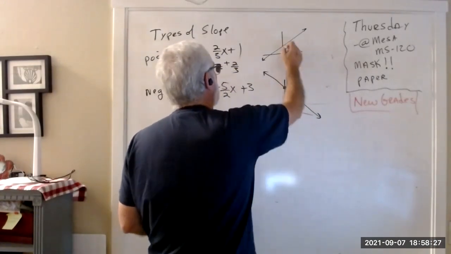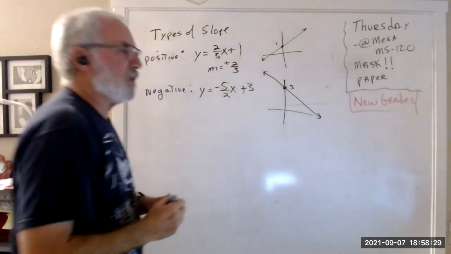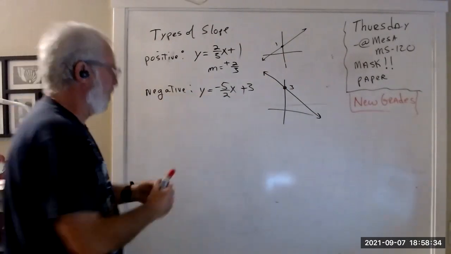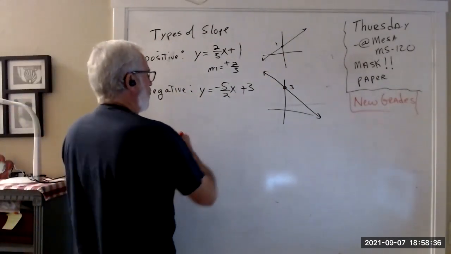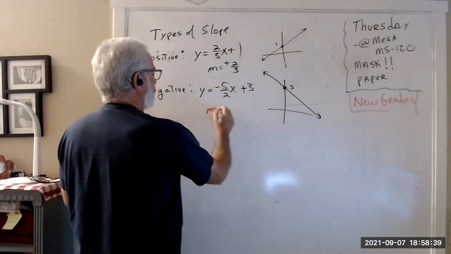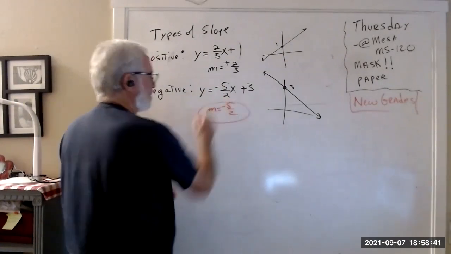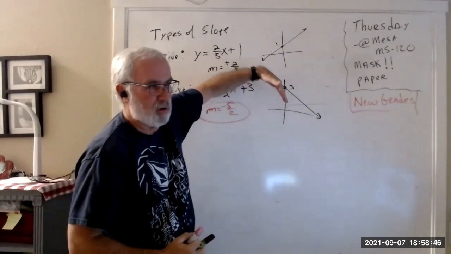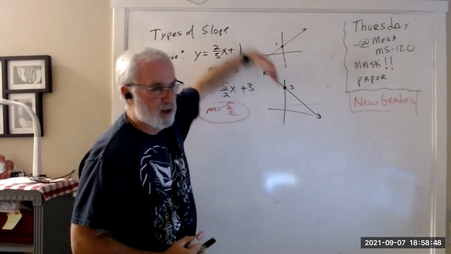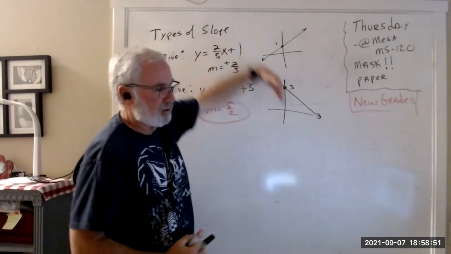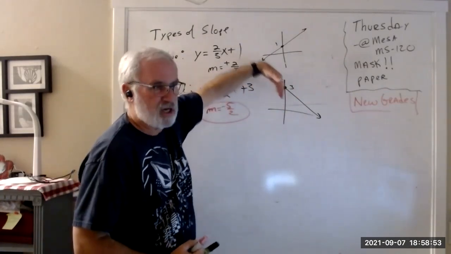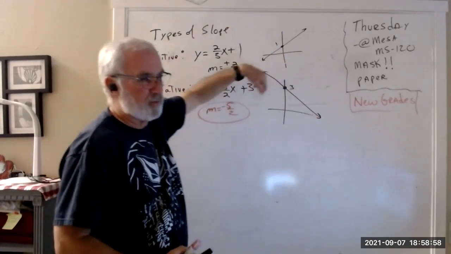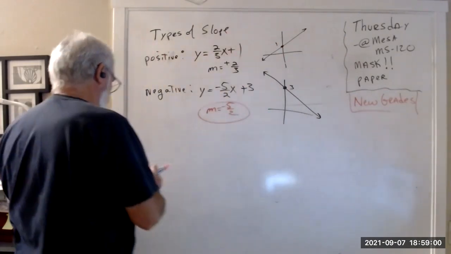This is 3. This is 1. I'm not really interested in the y-intercept now. I'm interested more in the concept of the slope. The slope is -5/2, so this is a negative slope. All negative slopes look that way. They're slanted down. They may not be this steep, but they go from high to low, left to right. Positive slopes this way.